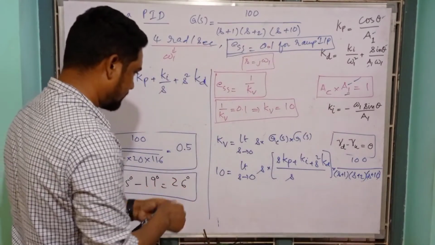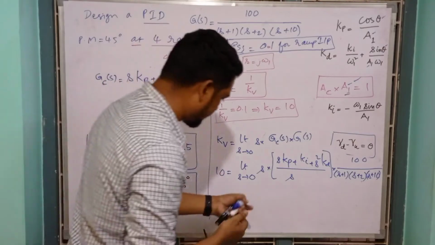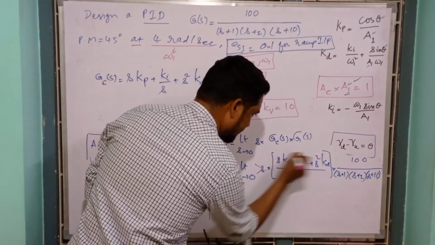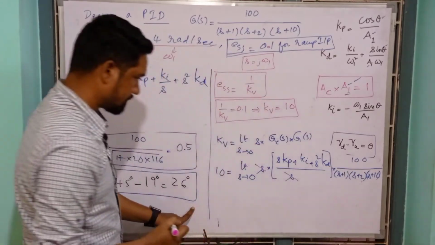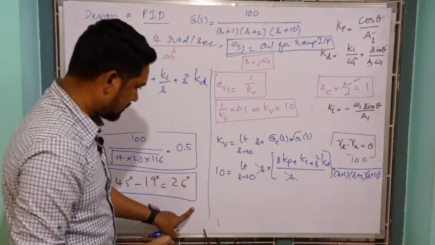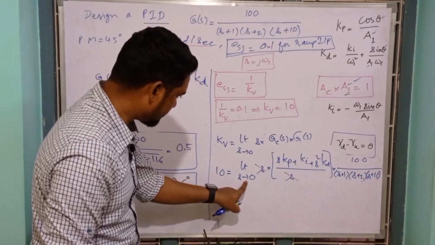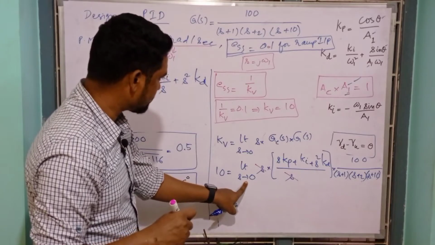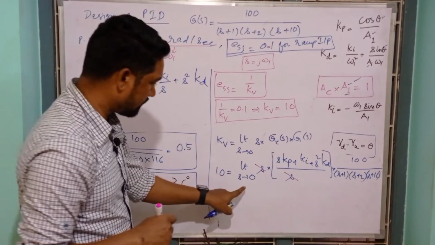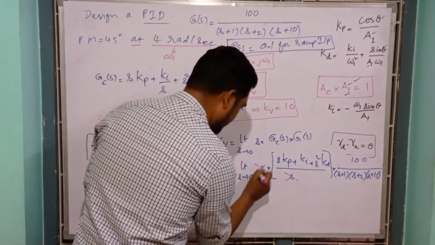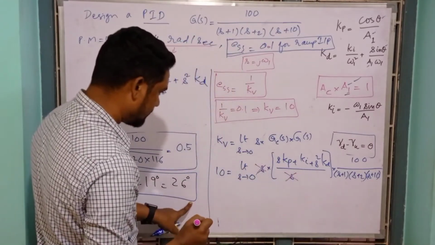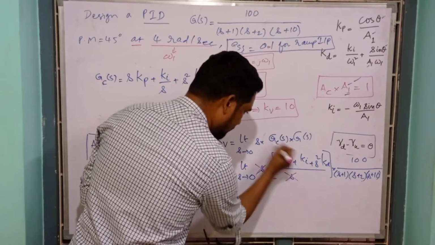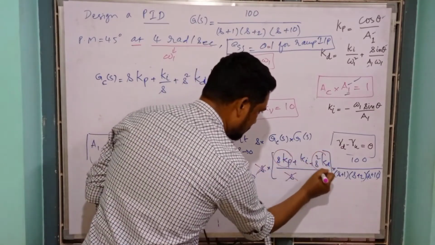Okay, so guys, watch carefully over here. This s, it's a multiplication, so this s gets cancelled. We have to plug in s equal to 0 according to the definition for Kv, according to the equations derived for steady state error and Kv. And plugging in 0, this becomes 0 because it's associated with s, and even this becomes 0, right?